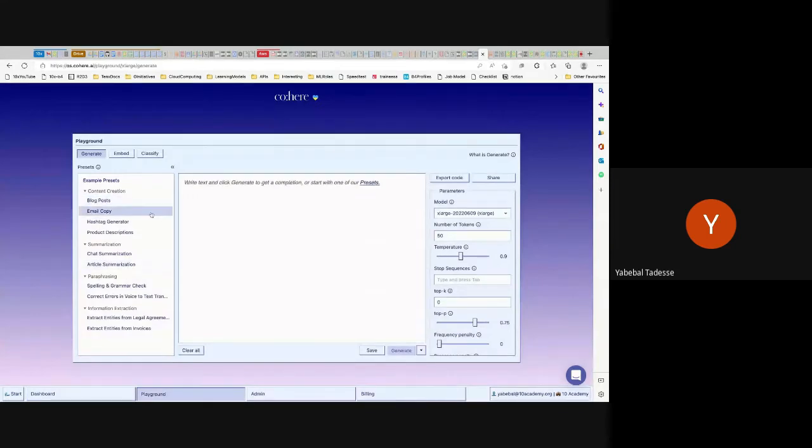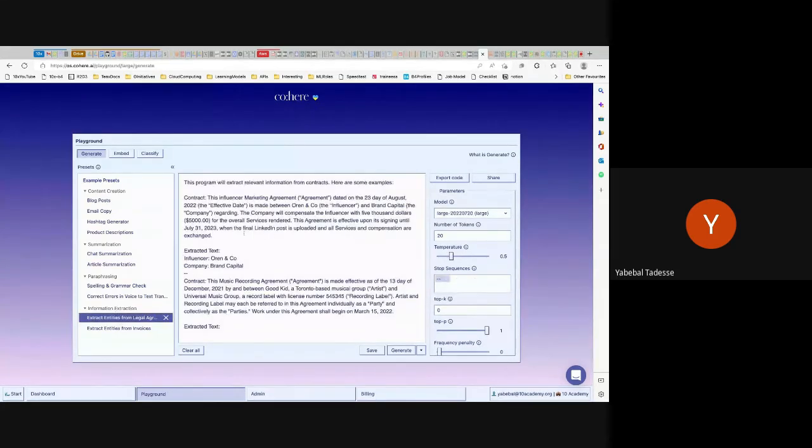So here is some form of question and answer. These are examples that they give you: paraphrasing, or information extraction of entities from legal agreements. If you look at the example, this is what it does. It gives it a kind of title, and there's no rule, it's free flow, as a human you can just ask it. So contract in this case for me is just job description. We'll extract relevant information from job descriptions.